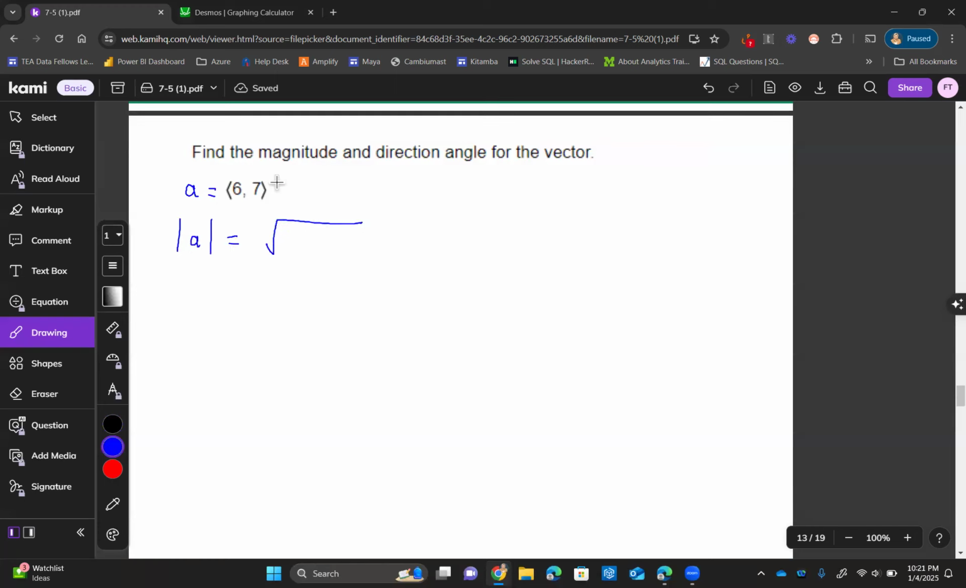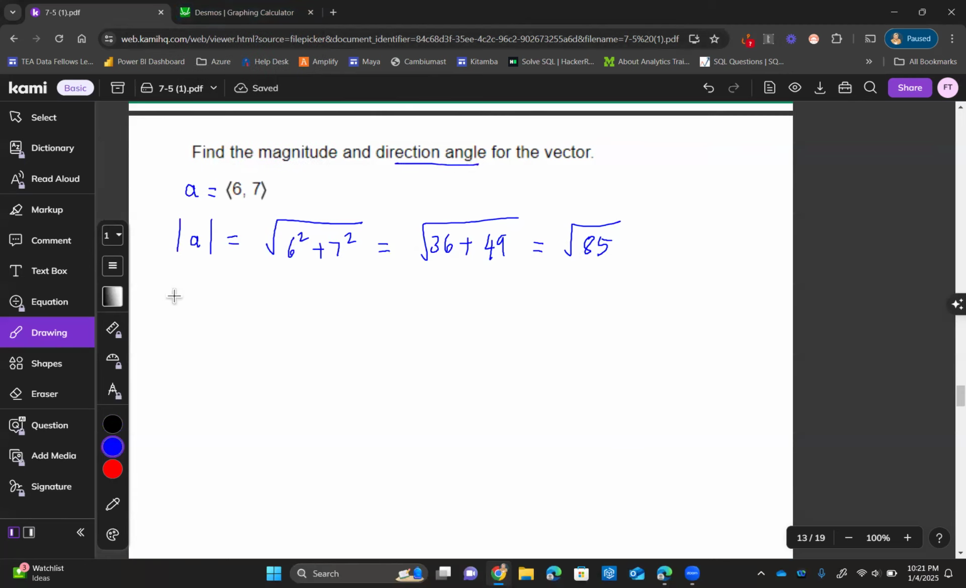So when I want to calculate the magnitude of this vector, I need 6 squared plus 7 squared. So 6 squared is 36, 7 squared is 49. And then when I add them up, that is square root of 85. I'm going to leave the answer like this for now. But if the homework wants you to change this to a decimal, feel free to use the graphing calculator and convert it to a decimal.